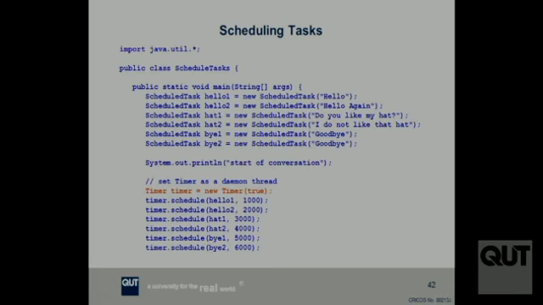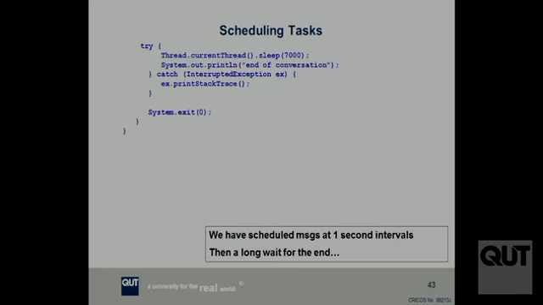And so what I've got here is 1,000, 2,000, 3,000. All of these things, of course, are in milliseconds. So everything uses a long int, an unsigned long. All of the specifications are in milliseconds. If you see something which is 1,000, that means it's a second. So 1, 2, 3, 4, 5, 6. We go over onto the next slide. And then we have thread.currentThread sleep for 7 seconds at the end of the conversation. So we've scheduled messages at 1 second intervals and then a long wait for the end.